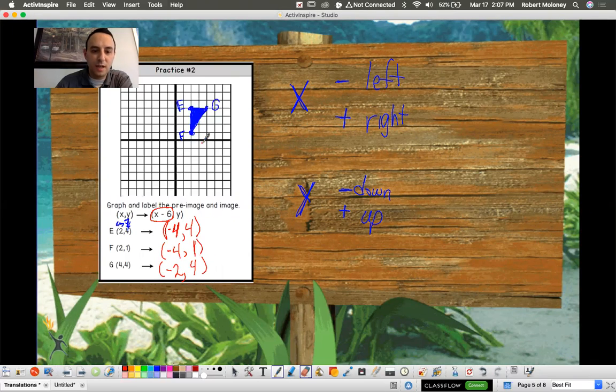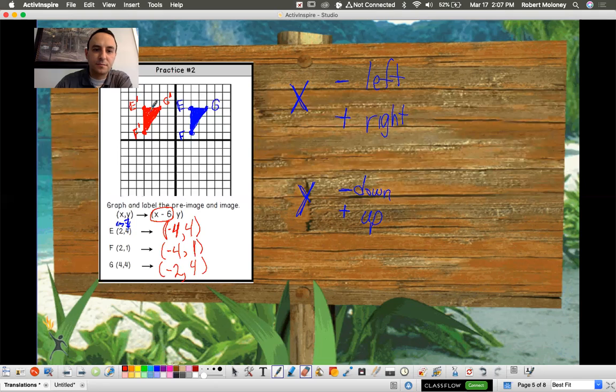So I'm going to go this time to the left 4 places and up 4 places. So that's my new E. I'm going to go left and then up 1. That's my new F. And to the left 2 and up 4 gives me my new G. Giving me this image just slid 6 places to the left.